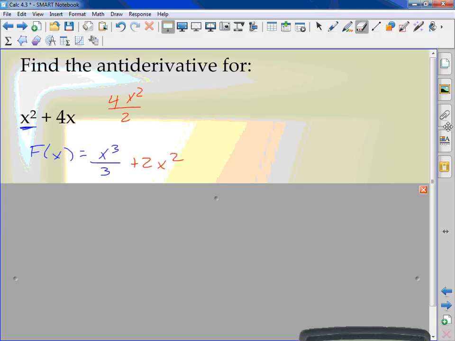All you do, go through this again. What's the exponent here on the x? 1. Add 1 to it. 2, and divide by that number. There's a 4 out front, so the 4 is still out front. What's 4 divided by 2? 2. Plus c. And that's your answer. Plus c.